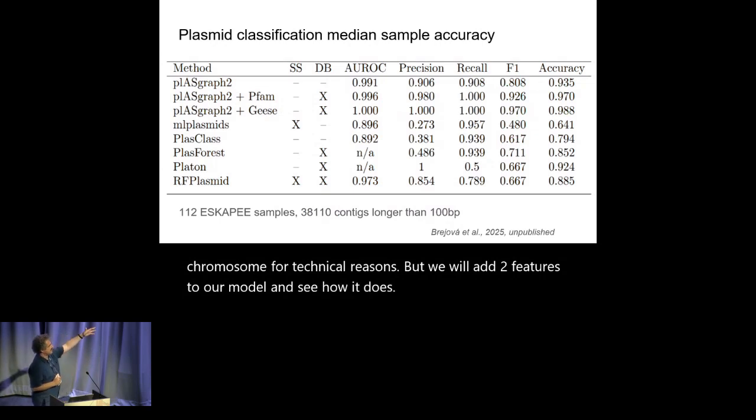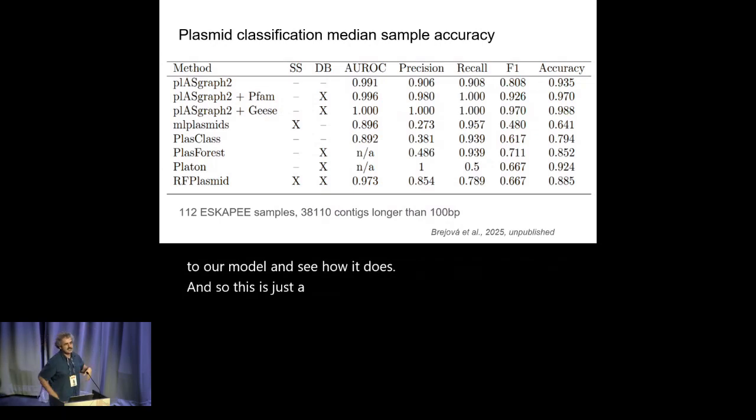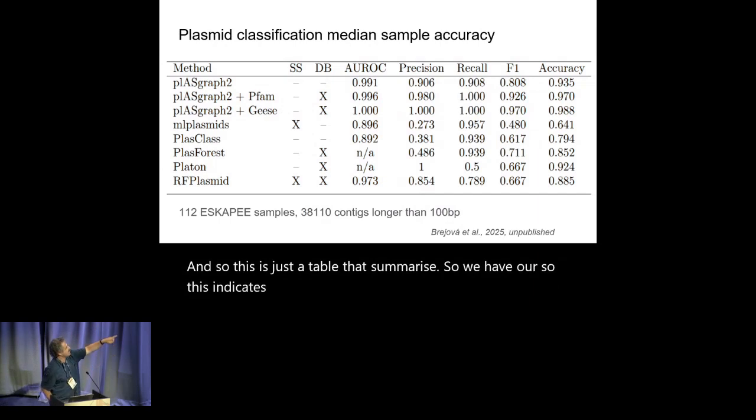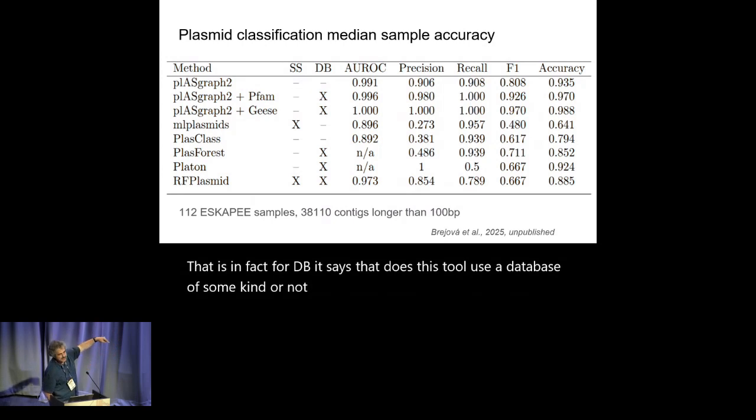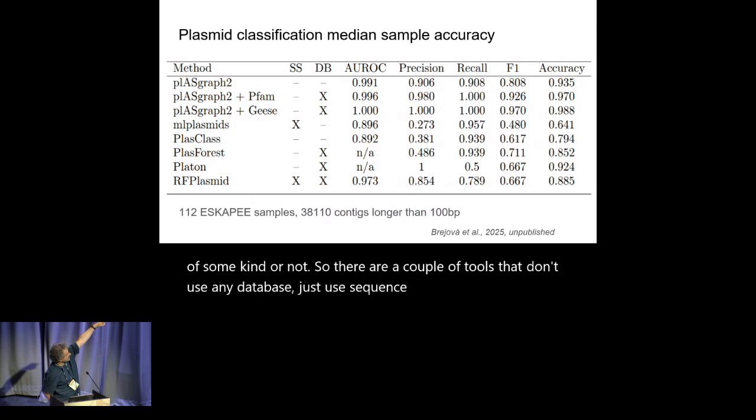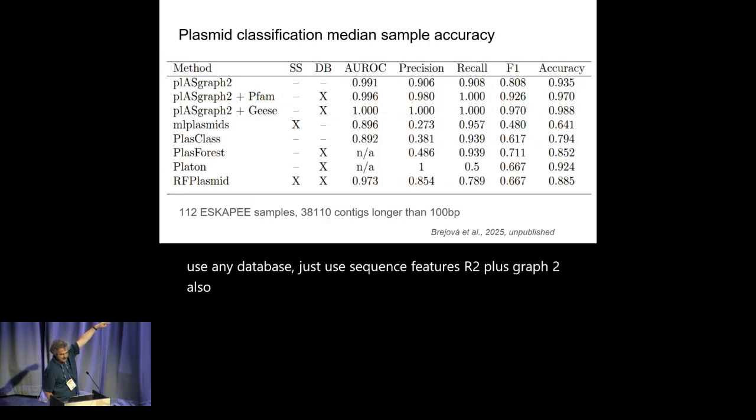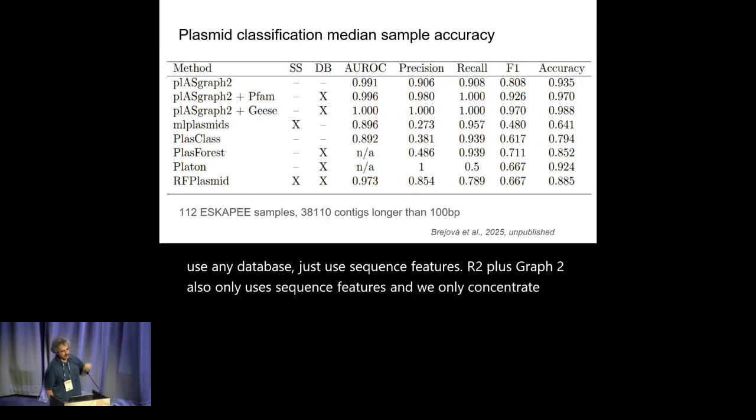And so this is just a table that summarizes. If you look at the second column here, entitled DB, it says, does this tool use a database of some kind or not? There are a couple of tools that don't use any database, just sequence features. Our tool, Plasgraph2, also only uses sequence features. And we only concentrate for simplicity on F1 scores.